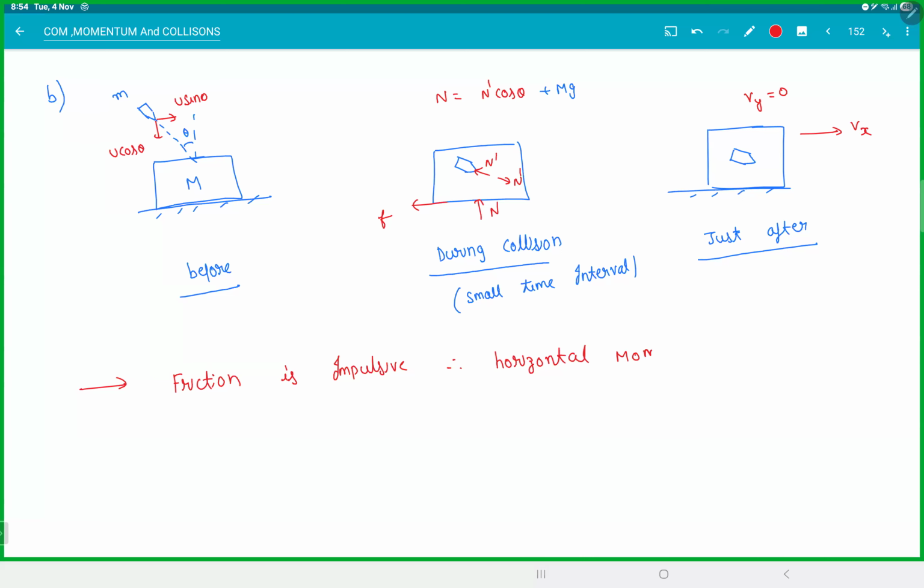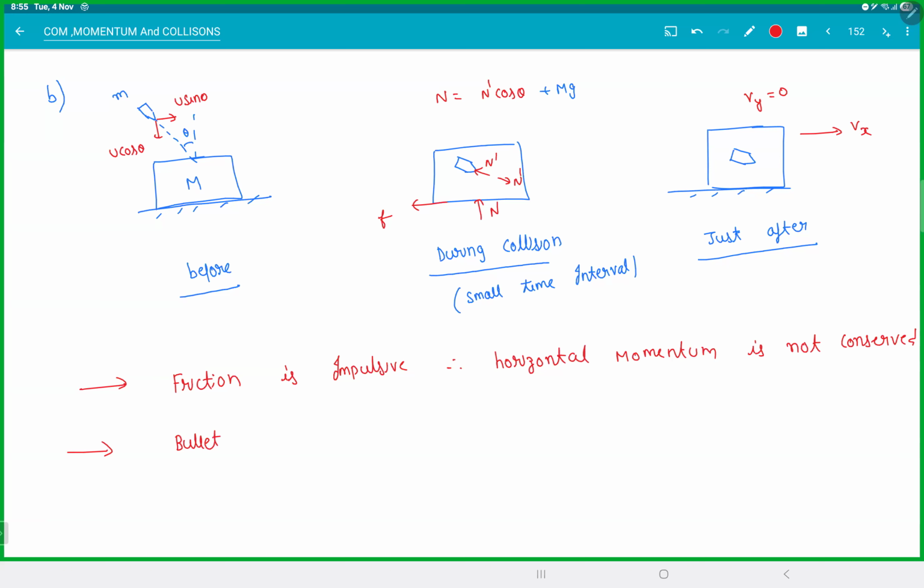Horizontal momentum is not conserved. Vertical, though, you can't conserve anyway because of that ground. Second thing, the bullet is getting stuck. Now, later on, we will talk about this. It's called an inelastic collision.